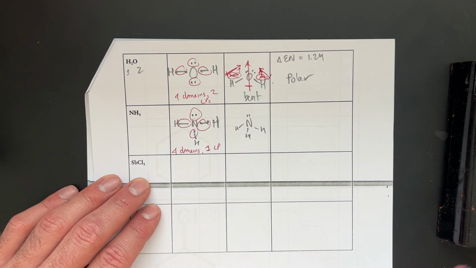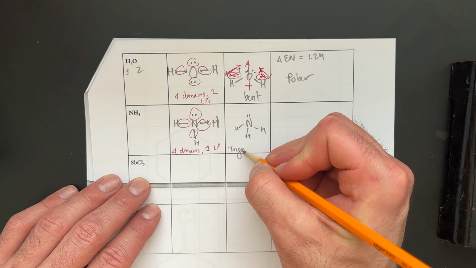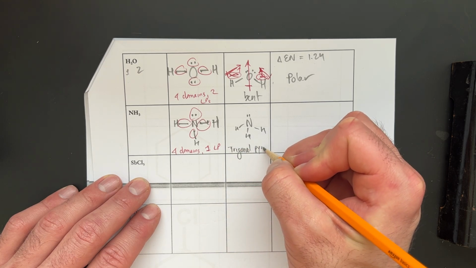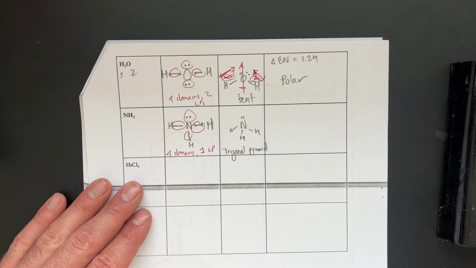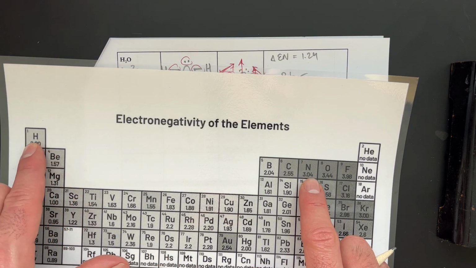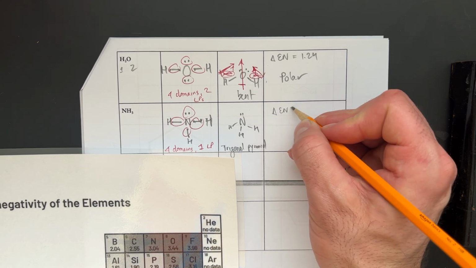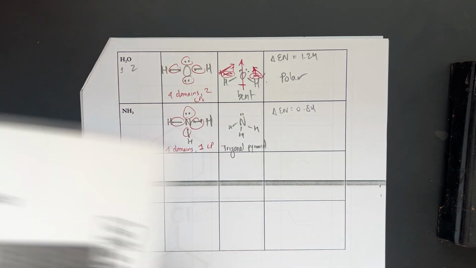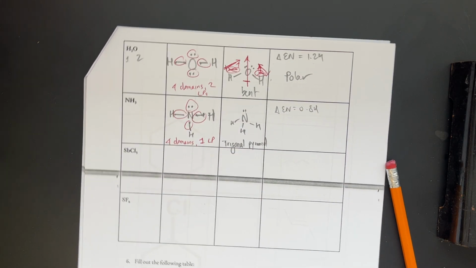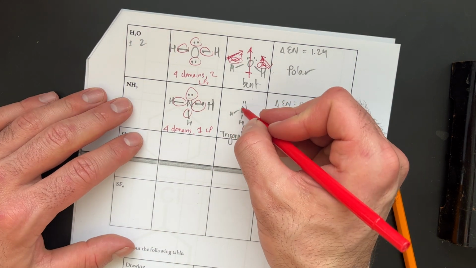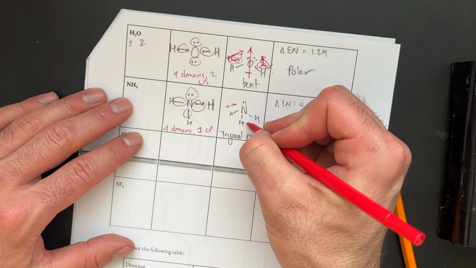And so now we can see, okay, what is the polarity? Well, N and H have a 3.04 minus 2.20. Not a math guy, but I think that's 0.84. And so 0.84. So therefore nitrogen is pulling towards itself.